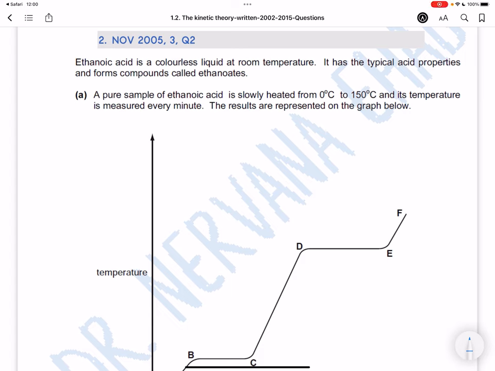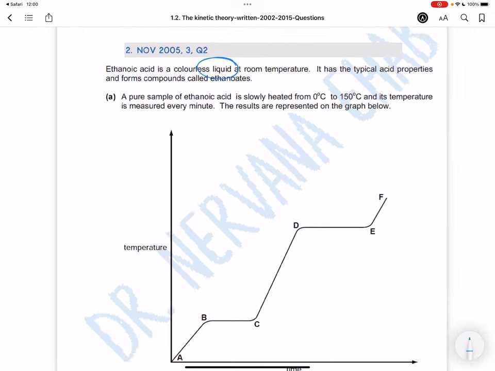Ethanoic acid is a colorless liquid at room temperature. It has the typical acid properties and forms compounds called ethanoates. A pure sample of ethanoic acid is slowly heated from 0 to 150, and its temperature is measured every minute.